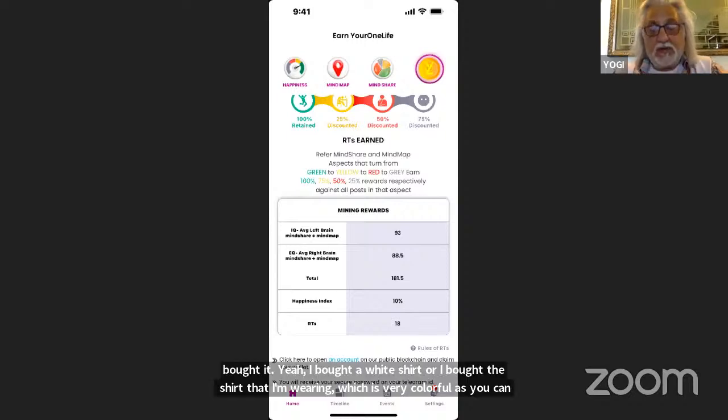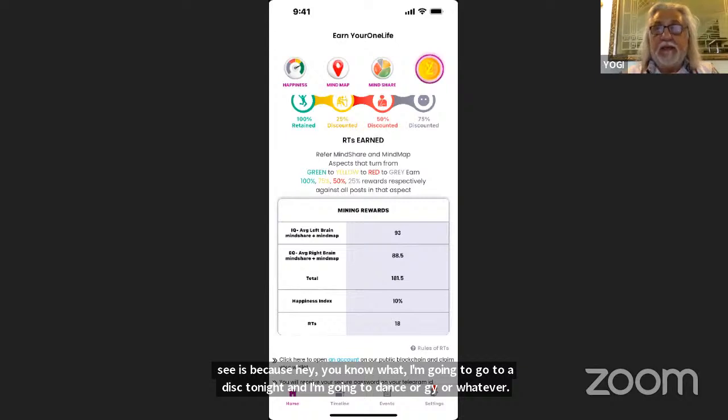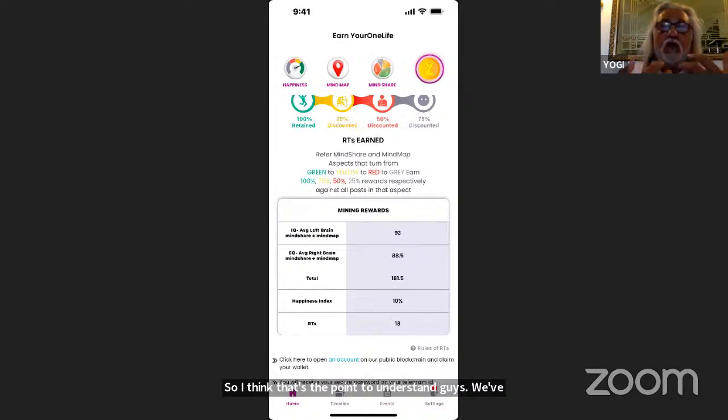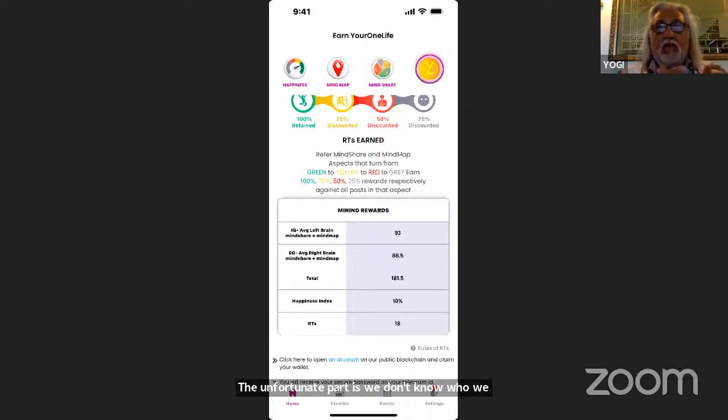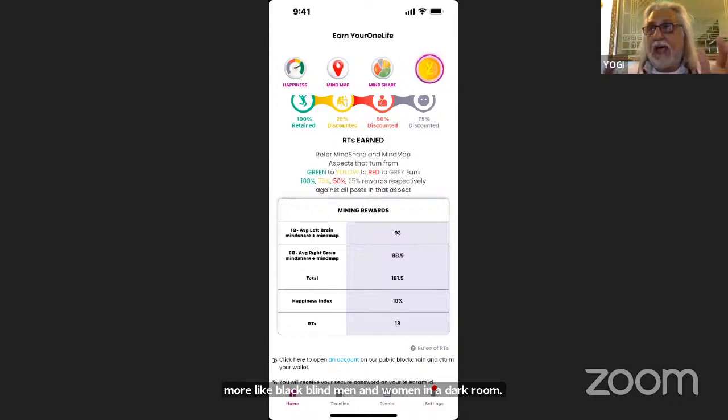So I think that's the point to understand, guys. We've got to first take into account who we are. The unfortunate part is we don't know who we are. We are more like blind men and women in a dark room looking for a black cat that doesn't even exist. And that black cat is the next ping.